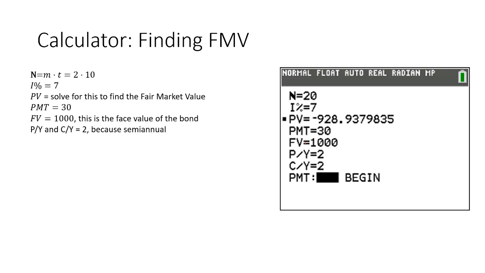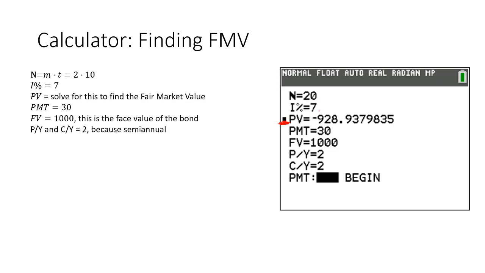So this is the calculator screen you'll use for TVM Solver. Notice that there is the box by PV. That means that PV is what we solved for. This is what we got as our answer. So N is the total number of payments. So that's going to be 2 a year times 10 years. This was a 10-year bond, so that's going to be 20. 2 times 10 is 20.